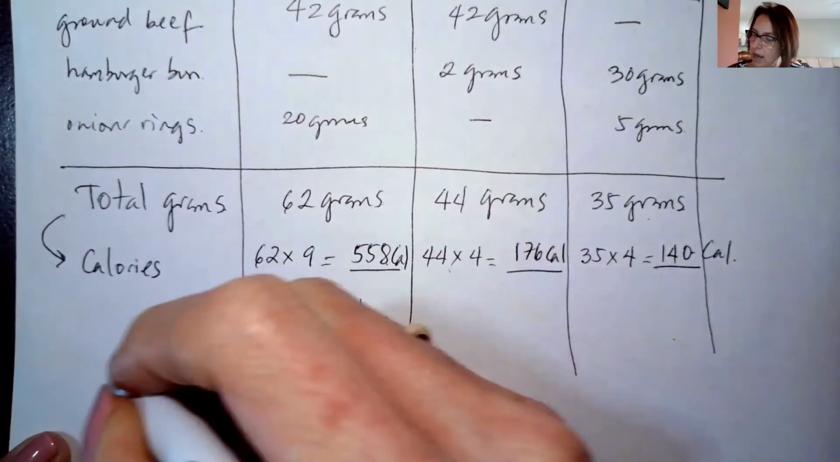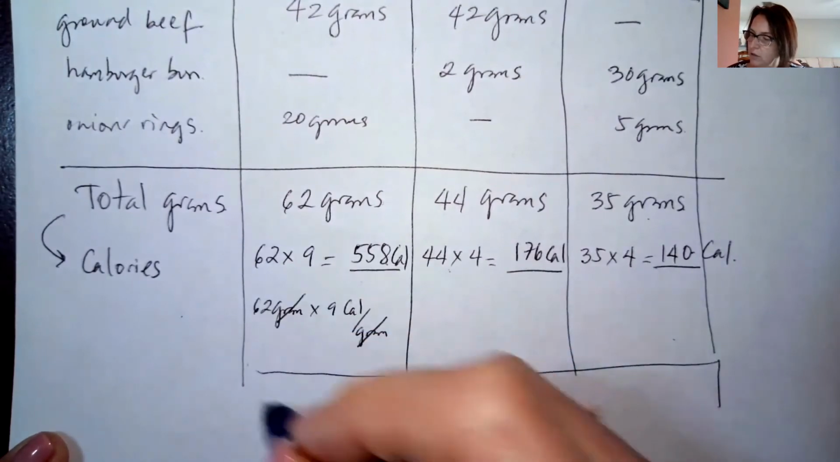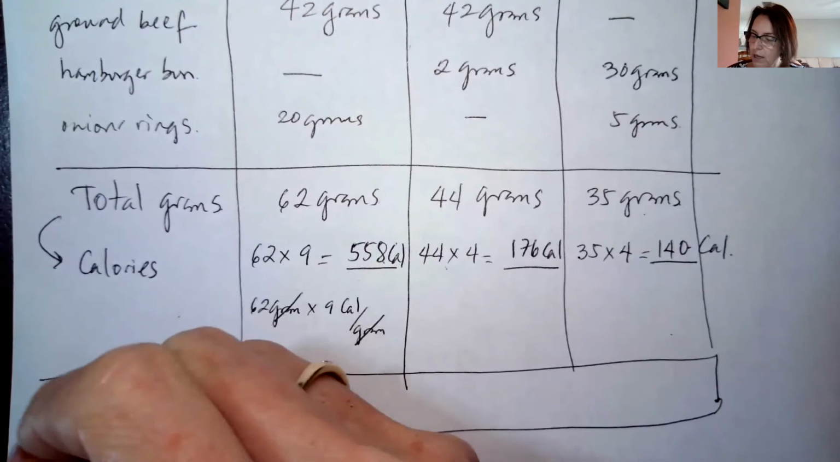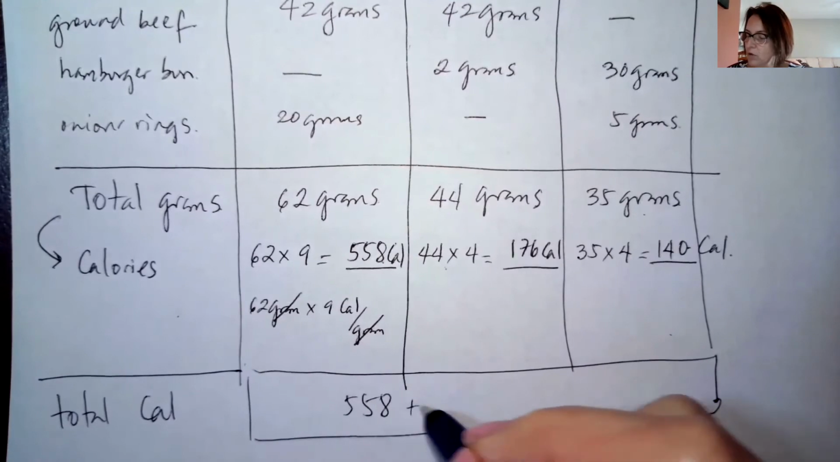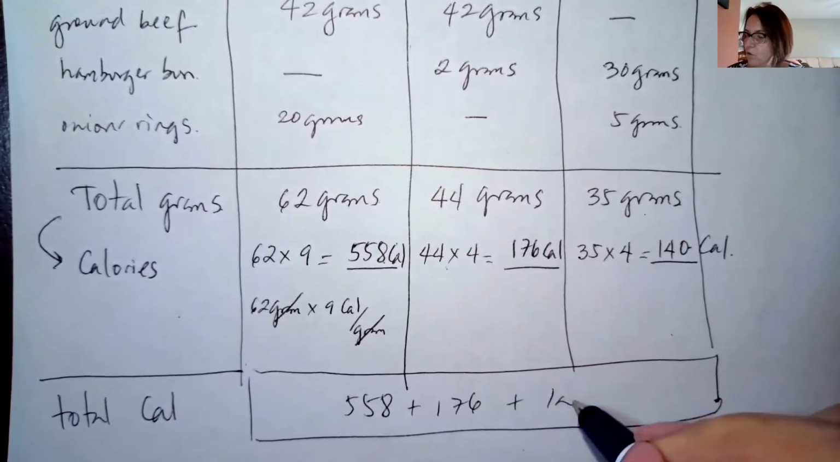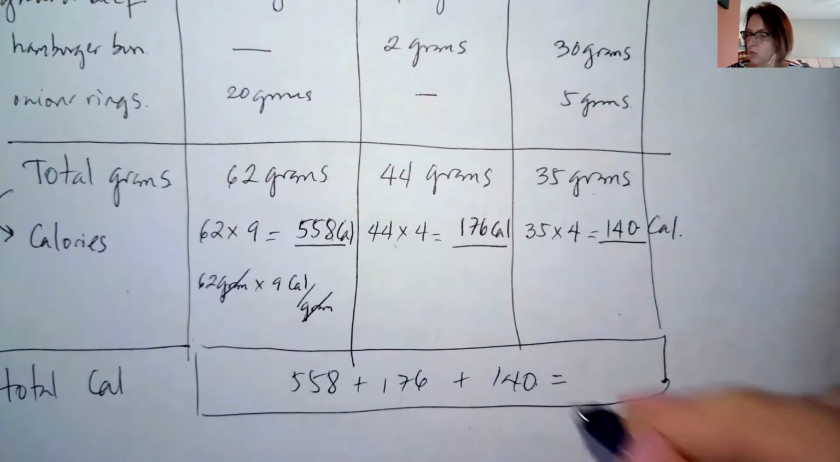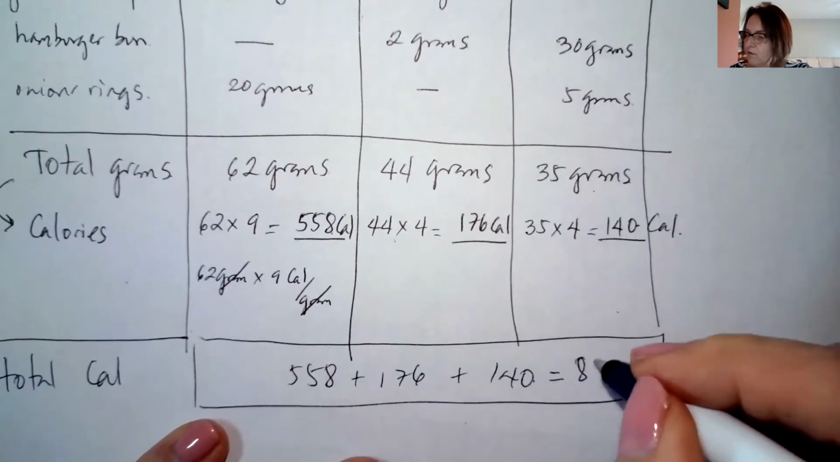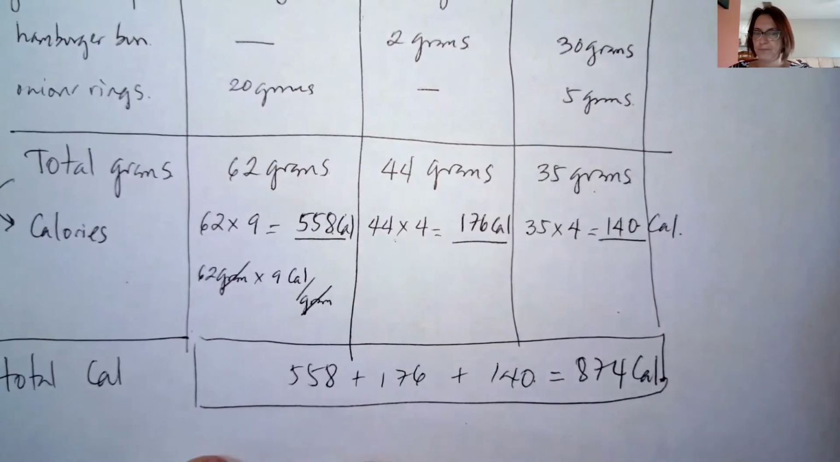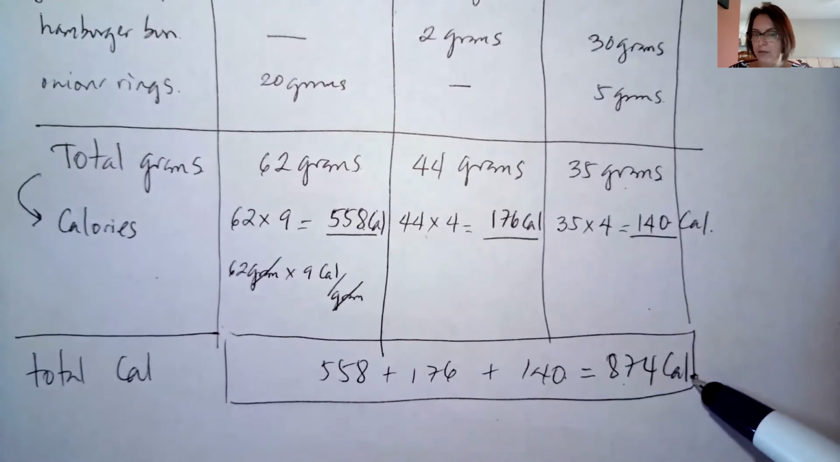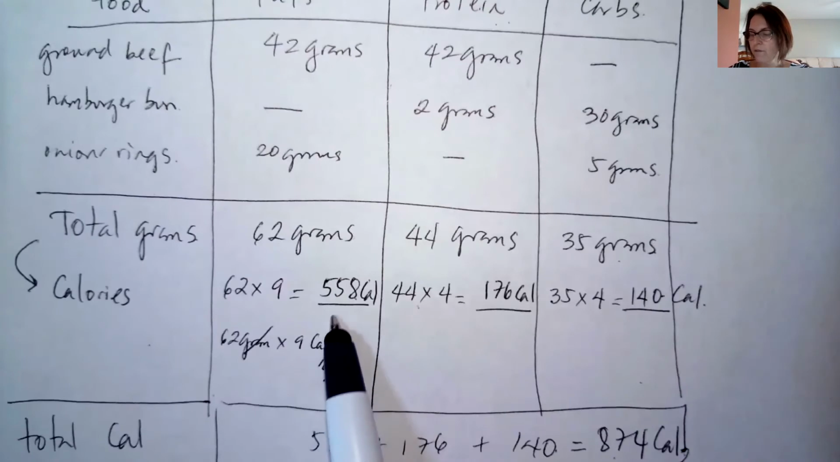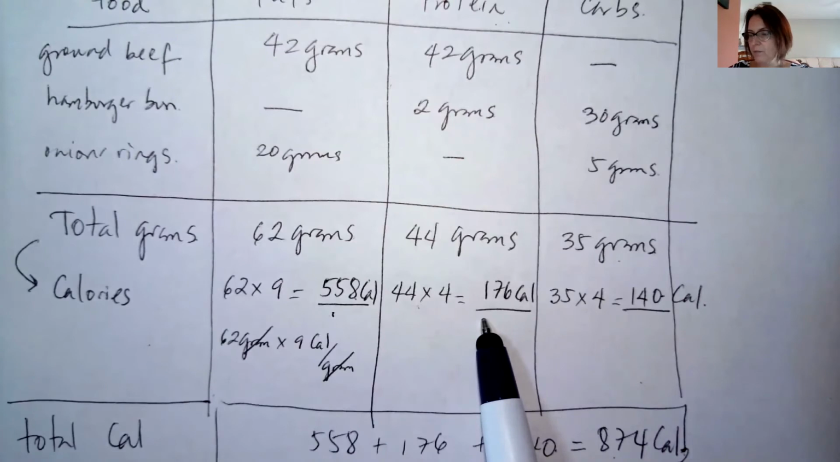This will give me total calories. So I could calculate total calories here by adding 558 plus 176 plus 140. And this will give me 874 calories. We eat the sandwich, we get 874 calories total, and 558 comes from fats, 176 calories from proteins, and 140 calories from carbs.